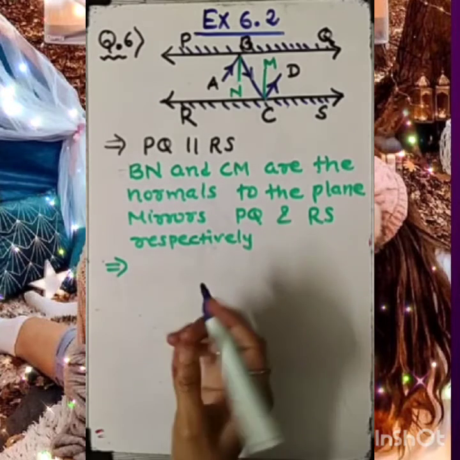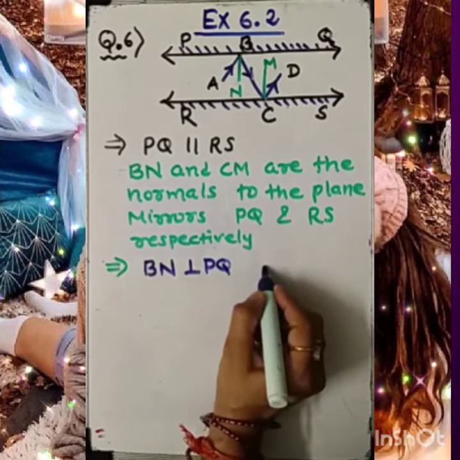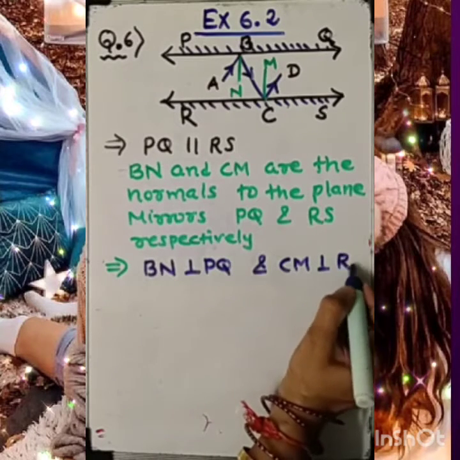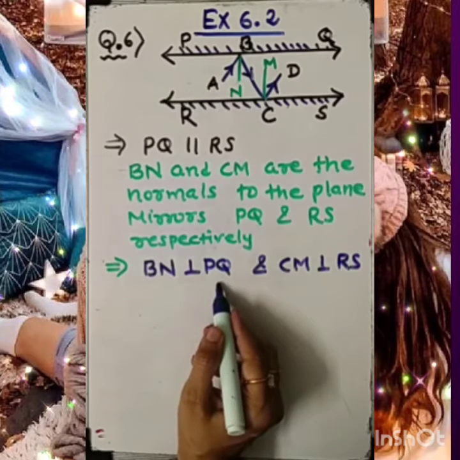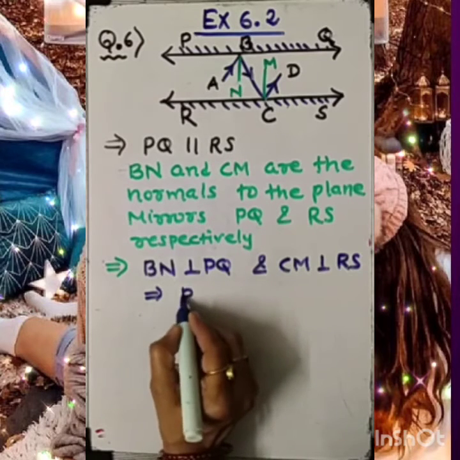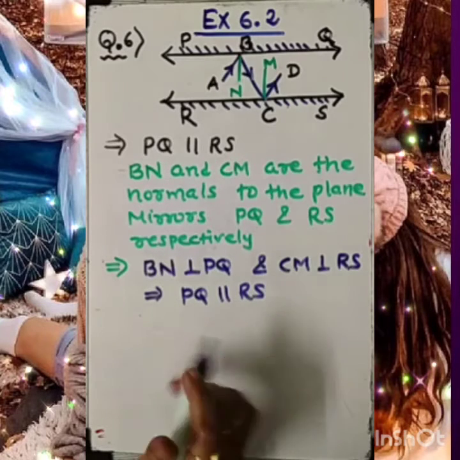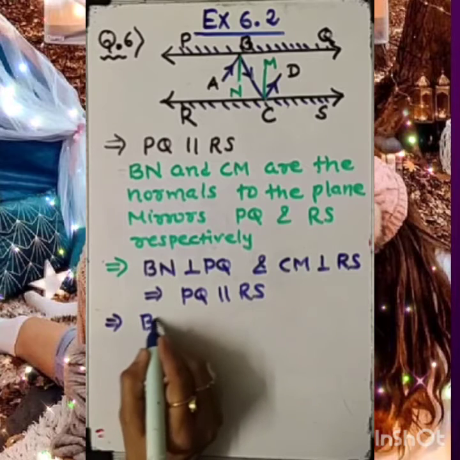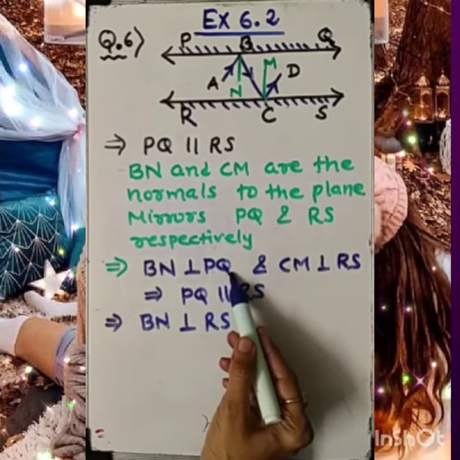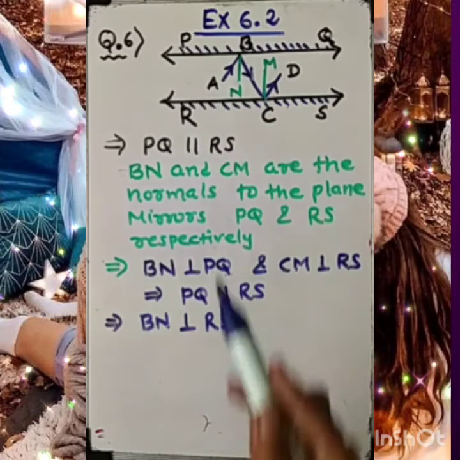So can I say BN is perpendicular to PQ, and one more result, CM is perpendicular to RS, and one more result with us, PQ parallel RS. We already have these three things. It implies that now we can say BN is perpendicular to RS also. BN is not only perpendicular to PQ but perpendicular to RS also if we extend it.